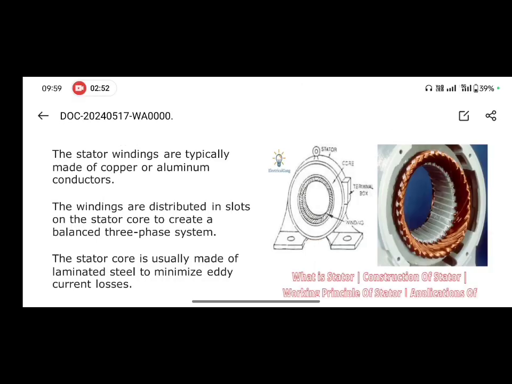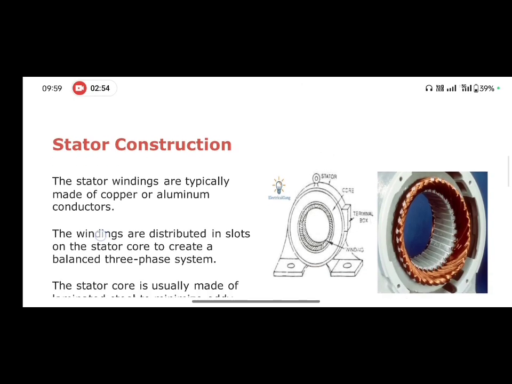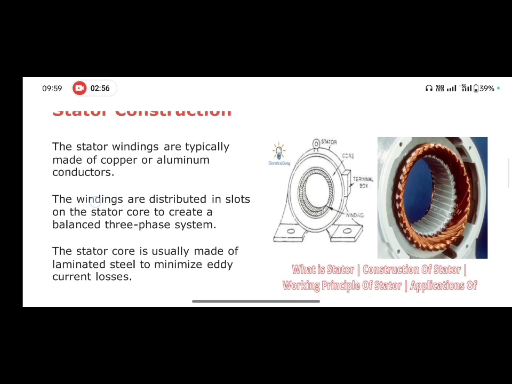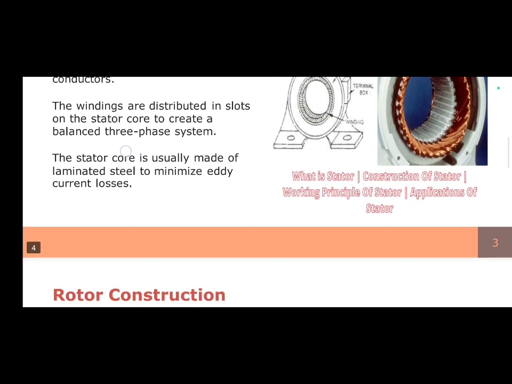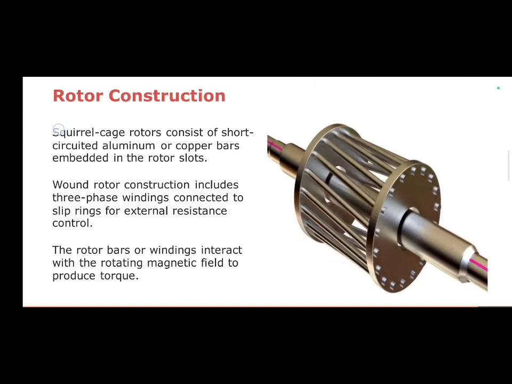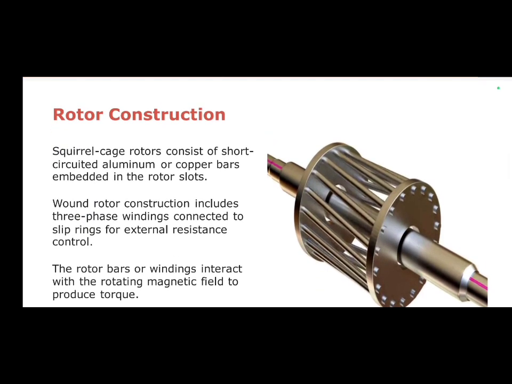Next, let us understand the stator construction. The stator windings are typically made of copper or aluminum conductors. These windings are distributed in slots on the stator core to create a balanced three-phase system. The stator core is usually made of laminated steel to minimize eddy current losses. So I think you got the stator construction. Now let us go to rotor construction.